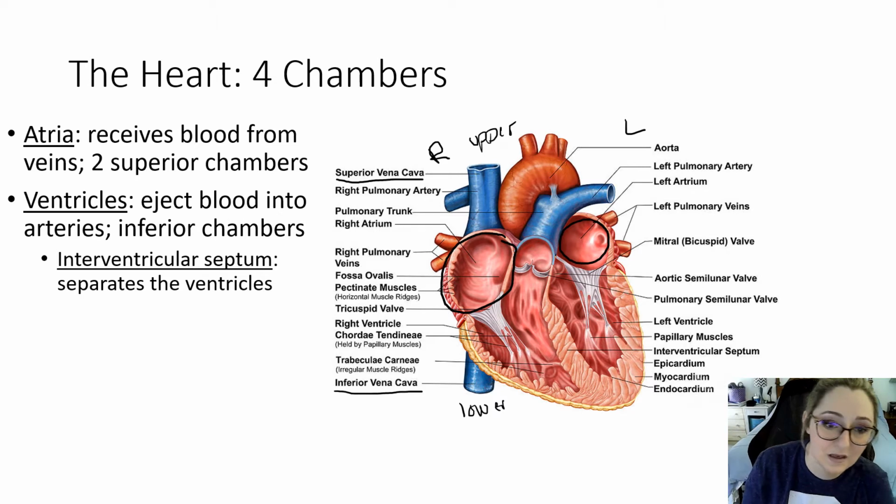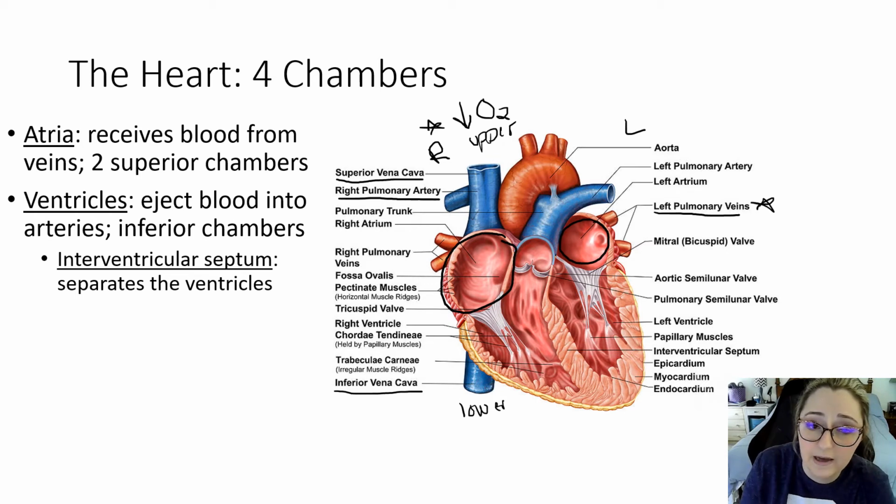The left atrium is going to receive blood from these veins called the left pulmonary veins, and over here, the right pulmonary veins. These are veins that are coming from your lungs. So the blood that the right atrium is going to receive is going to be low oxygen. From the left, we are receiving blood from the pulmonary veins, and that is going to be really highly oxygenated blood.